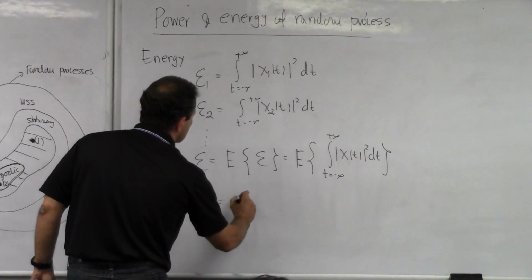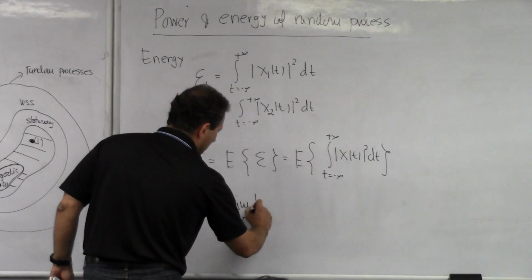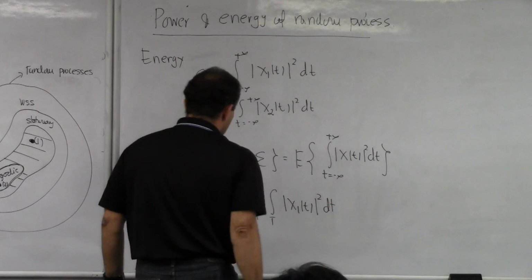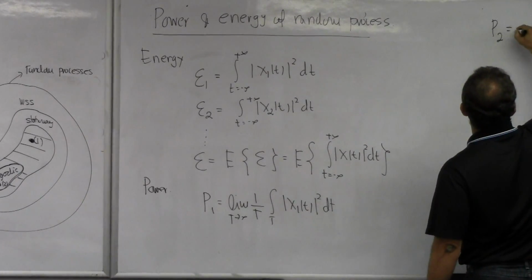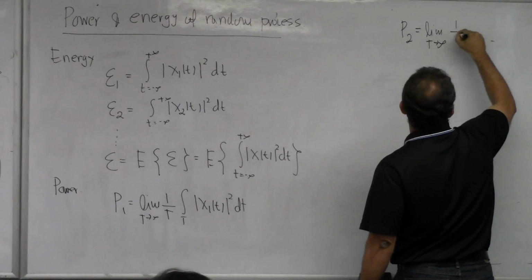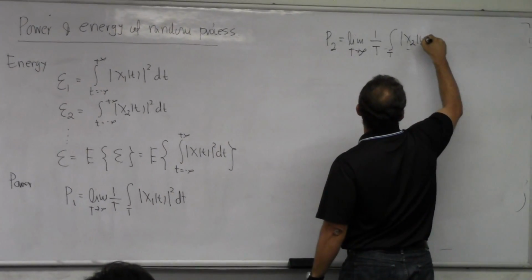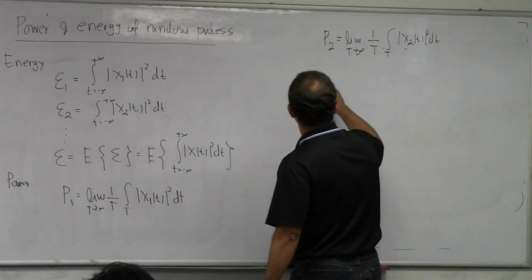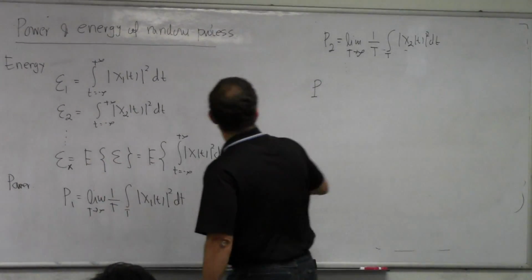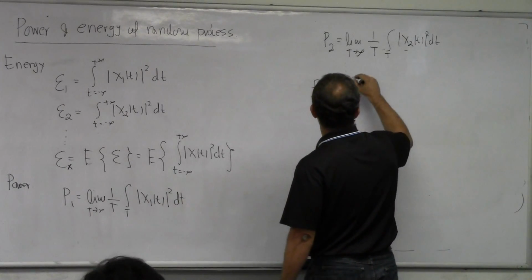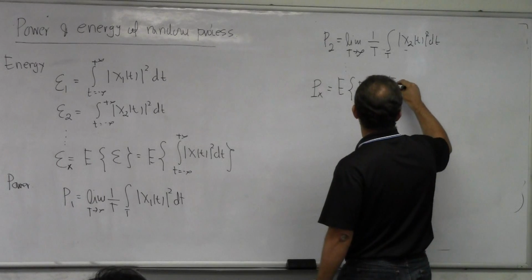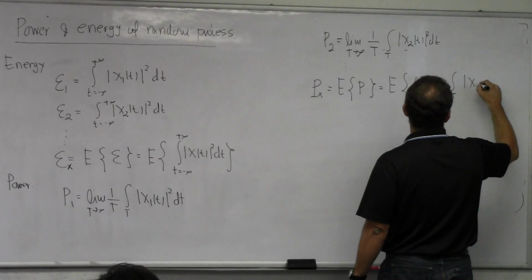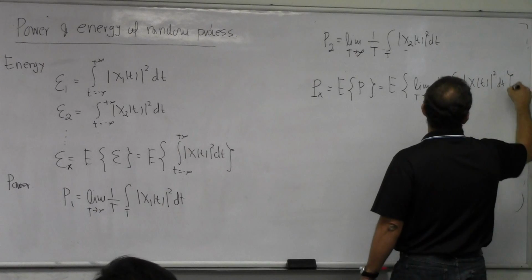The power is defined very much the same way. I can say P1 is the limit when T goes to infinity of 1 over T times the integral over T of the magnitude of x1(t) squared dt. And I can do that for the second realization, which is the limit when T goes to infinity of 1 over T times the integral over T of the magnitude of x2(t) squared dt, and so on. I do have infinitely many realizations. So the power here, let me call this E actually so that it's distinguished, is going to be the expected value of this power, which is the expected value of this limit when T goes to infinity of 1 over T times the integral over T of x(t) squared dt. And again, the same story.